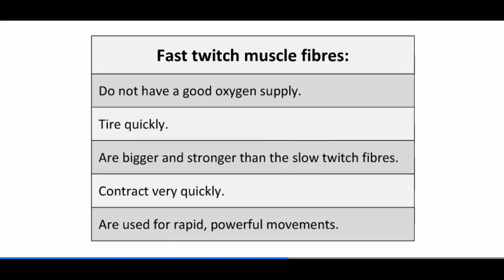Fast twitch muscle fibers do not have a good oxygen supply, tire quickly, are bigger and stronger than the slow twitch fibers, contract very quickly, and are used for rapid, powerful movements.